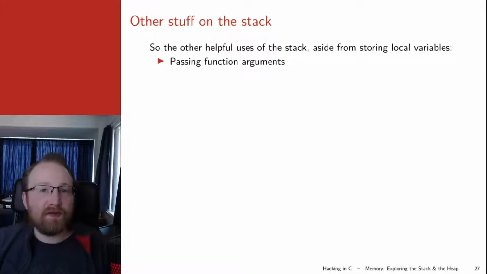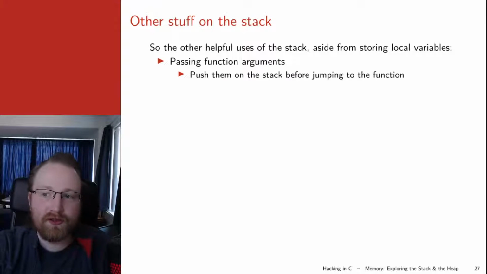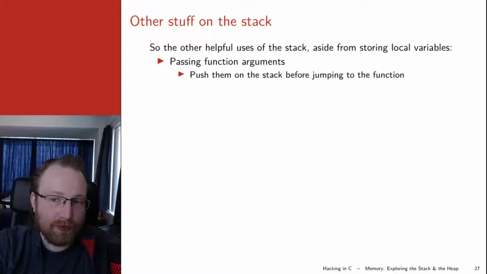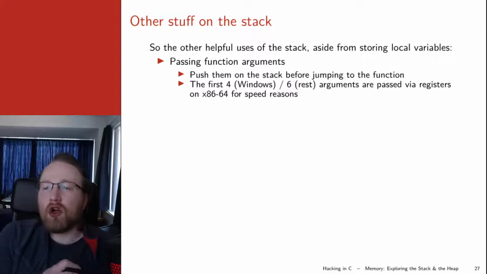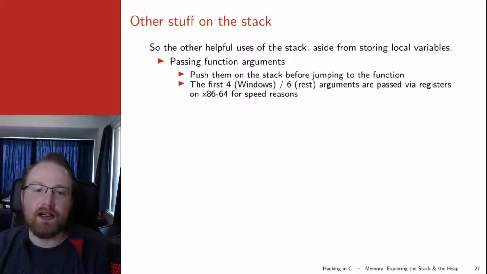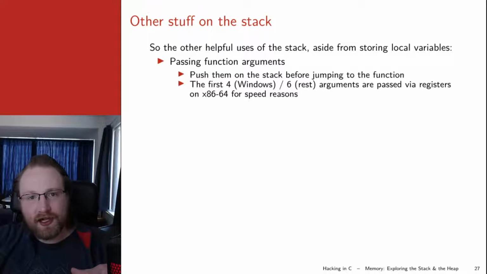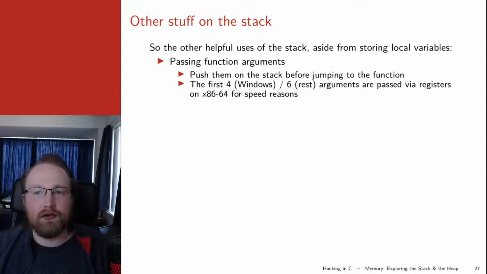Okay, so aside from storing local variables, we've seen that on the stack we are also keeping track of function arguments, which we push on the stack before jumping to the function. Just to prevent some surprises there, on x86-64 machines, the first 4 or 6 arguments, depending on whether you're on Windows or Linux, are actually passed via processor registers. Because that's faster than pushing them to memory and then reading them from memory again. You just put them in the registers and then they are still there when the function starts executing.